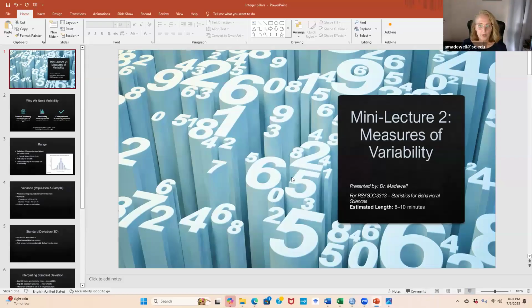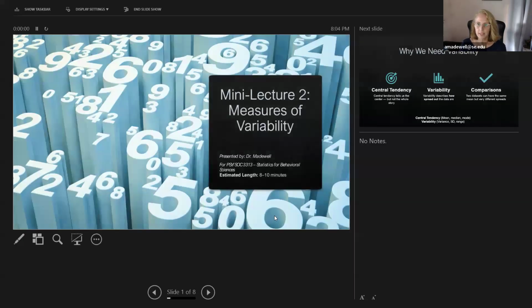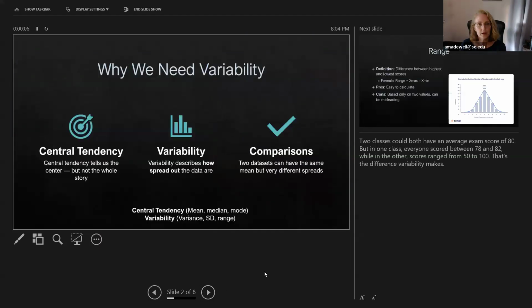Today, for our mini lecture, we're going to talk about variability and just an introduction to variability. Why do we need variability? This slide should answer that, and this would be a great slide to add to your cheat sheet.